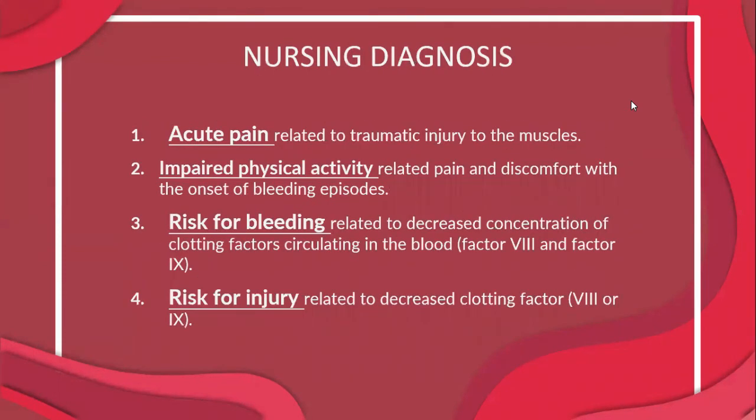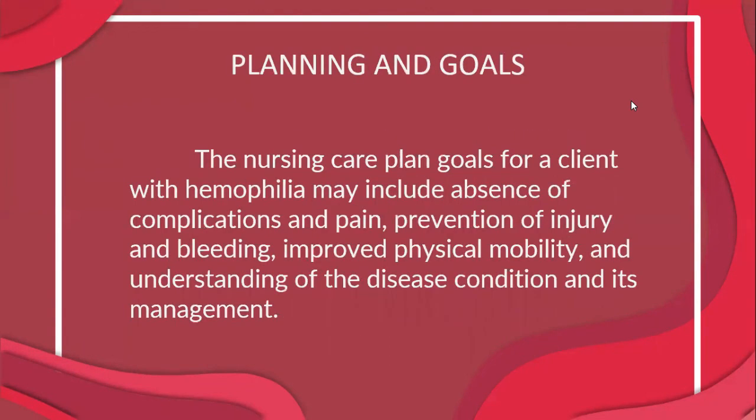Nursing diagnosis first is acute pain related to traumatic injury to the muscle. Second is impaired physical activity related to pain and discomfort with the onset of bleeding episodes. Third is risk for bleeding related to decreased concentration of clotting factors circulating in the blood. And fourth is risk for injury related to decreased clotting factors. The nursing care plan goals for a client with hemophilia may include absence of complications and pain, prevention of injury and bleeding, improved physical mobility, and understanding of the disease condition and its management.